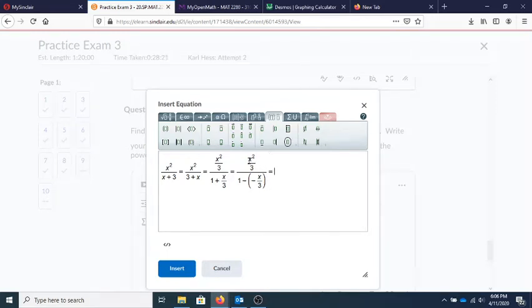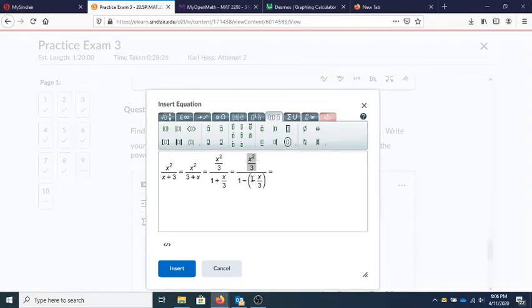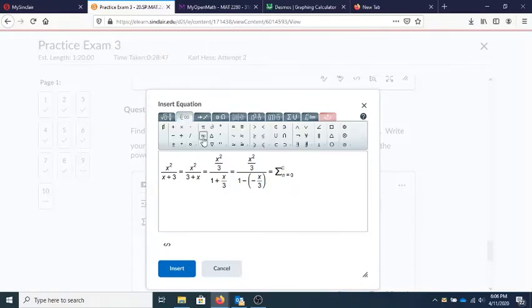Now I can clearly see that my a is x squared over 3, and my r is negative x over 3. So now, applying my formula, I can say that this equals a summation where n starts at 0 and goes up to infinity, so we click our little infinity tab. And then this is my a, so I'll copy it over here.